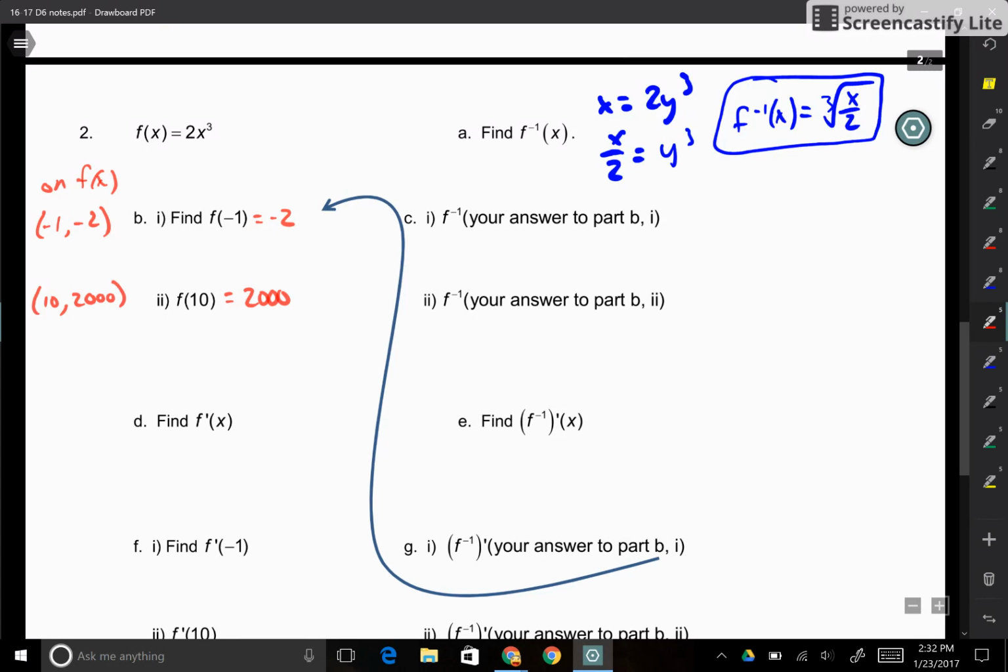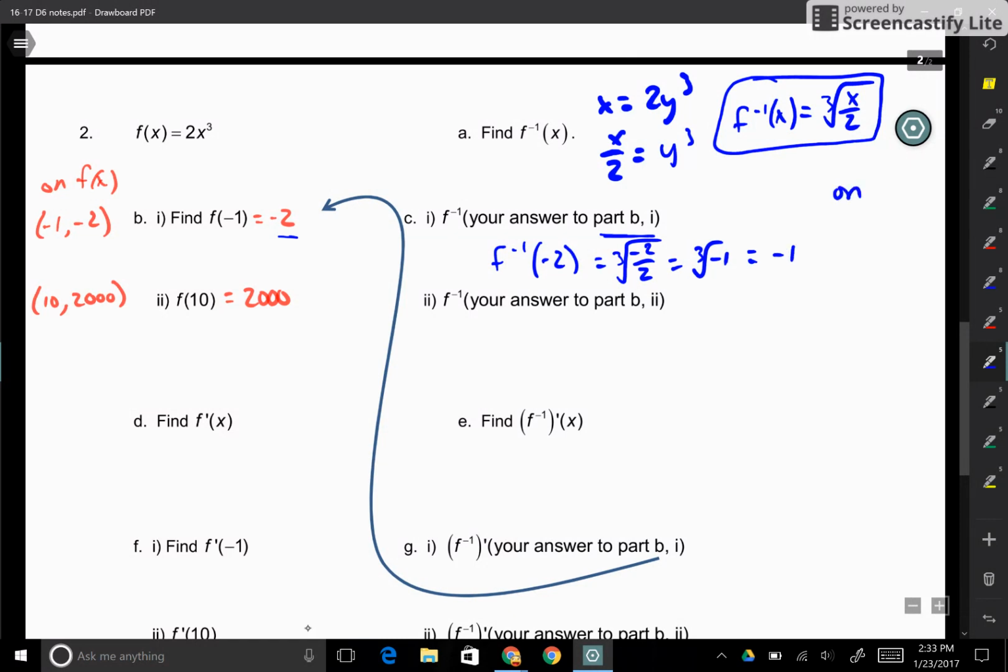I can either go through all of the analysis, because according to part C, I'm now supposed to do the same thing with my answer to part B, letter I, which was right here. So I'm really doing f inverse of negative 2. Well, what's f inverse of negative 2? Let's see, put negative 2 in here. That would be negative 2 over 2, and I'm supposed to do the cube root of that. So that would be the cube root of negative 1, which is negative 1.